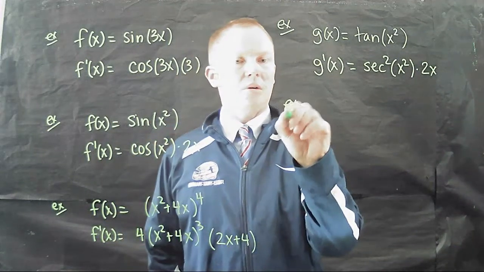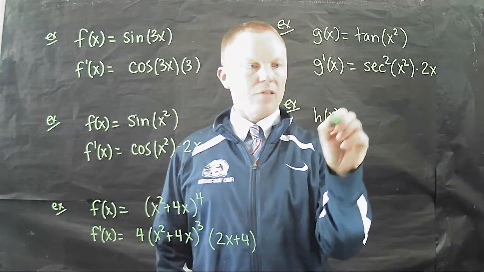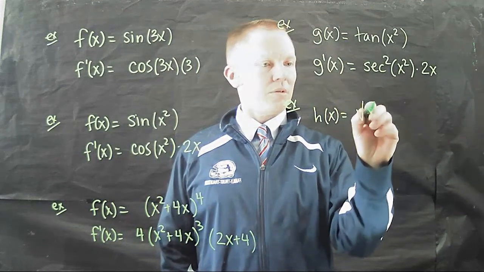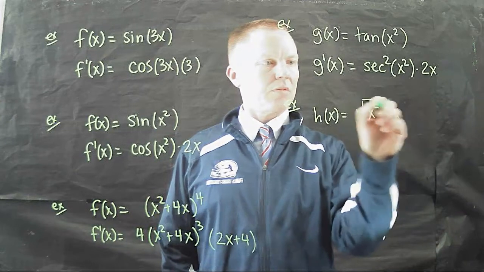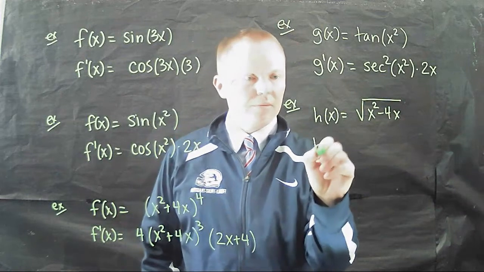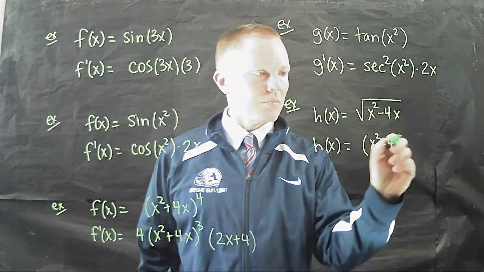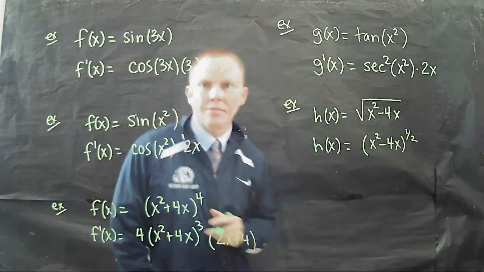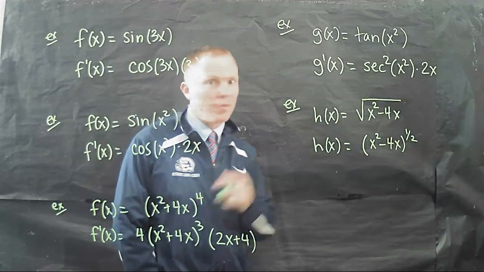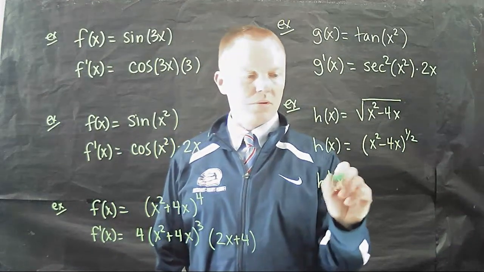Let's do one more. How about h of x equals the square root of x squared minus 4x? Before I take the derivative of that, I'm going to think of it like that. Maybe you should too. Okay, ready? Maybe you should pause it and try to take this derivative on your own and see if you got it. Maybe you figured out the rule.